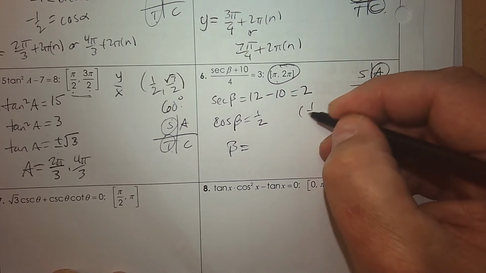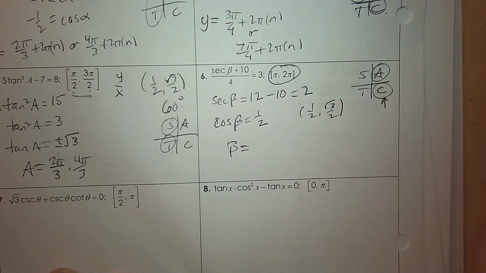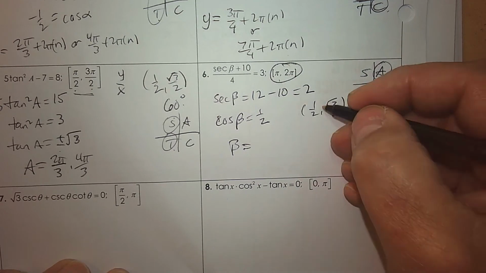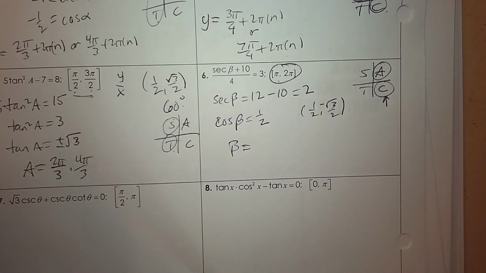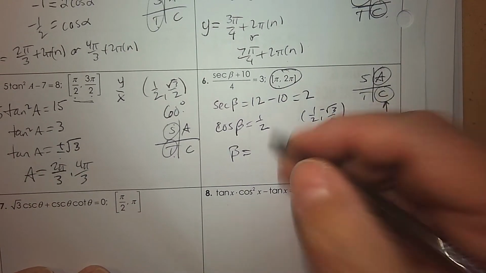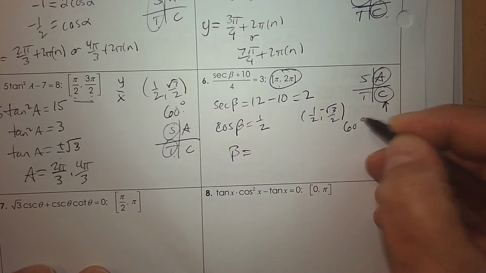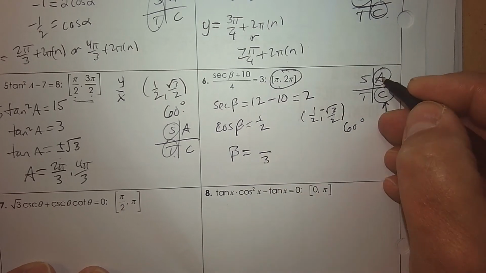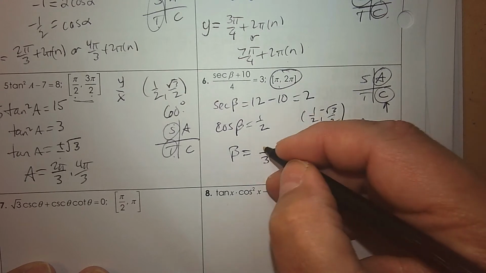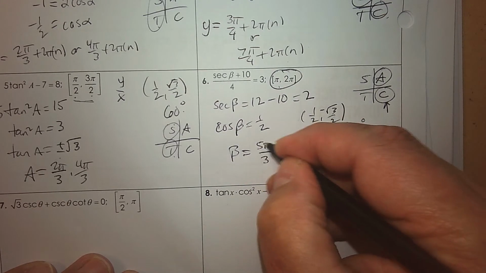So my x-coordinate is 1/2. The y must be root 3 over 2. And it's going to be a negative there. But what's the reference angle there that will get me there? So the reference angle for this is 60. So that's over 3. And then what's the angle there that will get me there? And the answer is 5 pi over 3 when you count around.